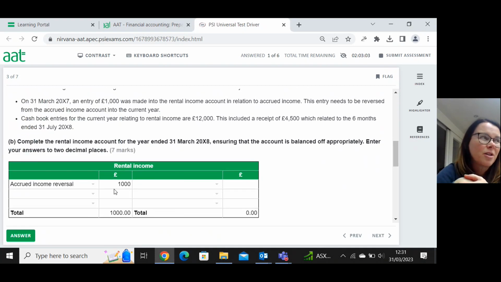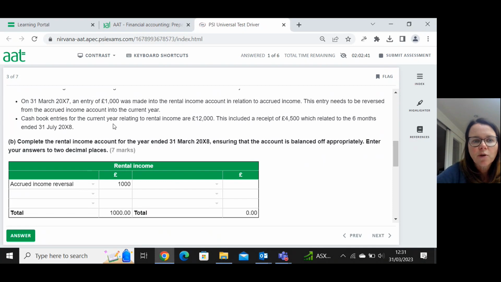So you could think, well, someone owing me the money is an asset, so therefore an asset is a debit. There's all sorts of ways that you can remember this, but whatever way works for you, make sure you get that reversal. So it's an income, it's accrued income reversal, so it's on the debit side.